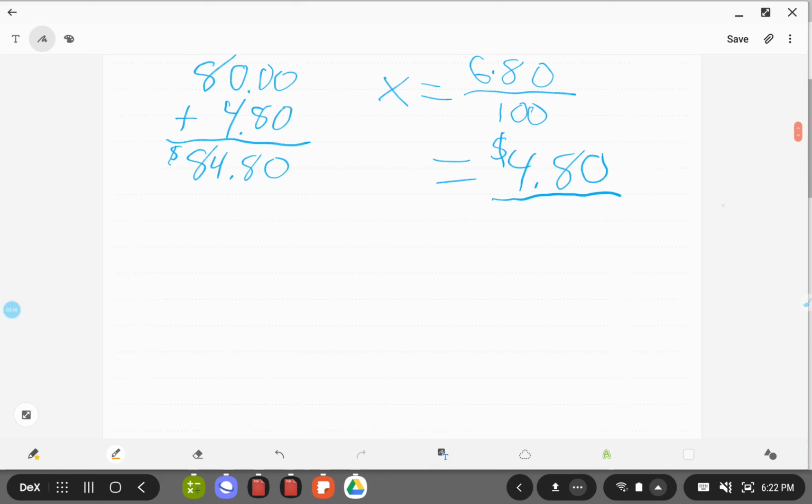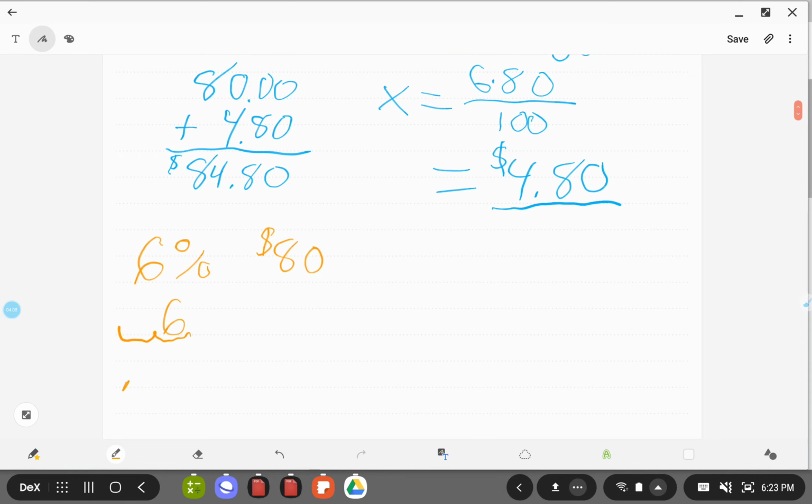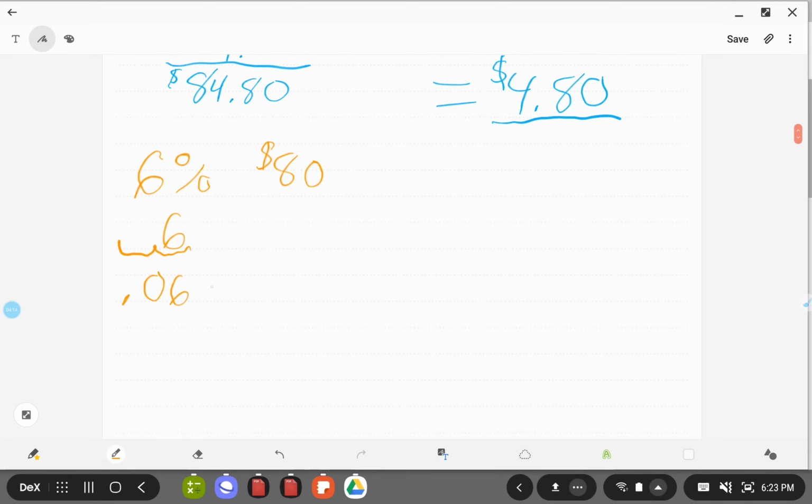So if I wanted to know what 6% of $80 was, the way that we've done it with the equation is I first have to turn 6% into a decimal, which means I take that 6 and I move it. When I go from percentage to decimal, I move it 2 places to the left, right? So my final answer there would be 0.06. So that's 6% written as a decimal. So I take 0.06 and I multiply it by 80.